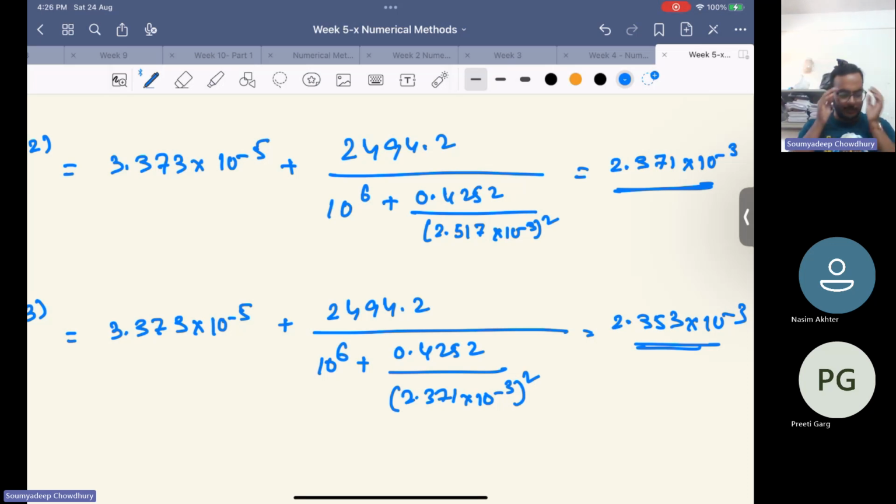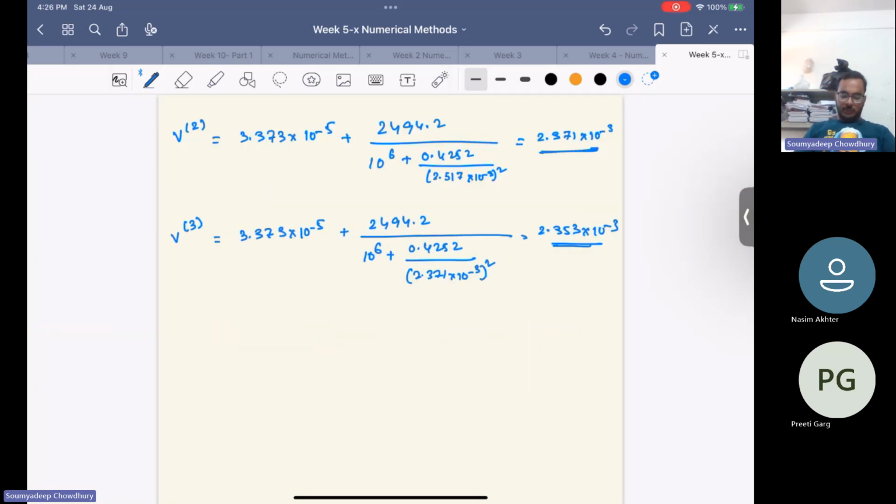If you try to solve this equation analytically, you cannot easily, because it involves a second order equation. You have to solve a quadratic equation. It will be more complicated. Using this fixed point iteration technique, you can easily solve it, and within two or three iterations, you have got the value of v.